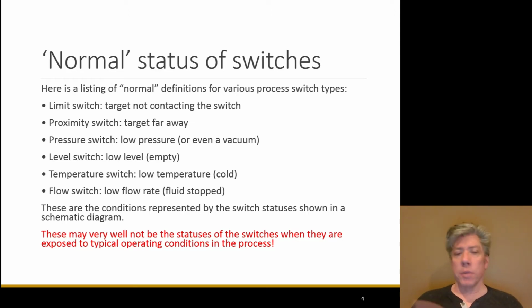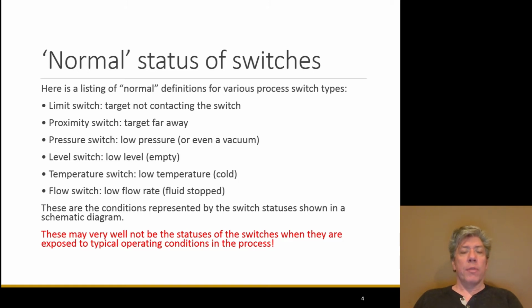In a level switch, for example, when the tank level is low, then that would be the normal status of that switch. Temperature switches, for example, might be when there's a low temperature, when it's cold. A flow switch would be off when the fluid flow has stopped. Now the normal status of the switch should be represented on a schematic diagram and should be shown so that it's clear which is the normal status. You don't show the activated status on a schematic drawing.